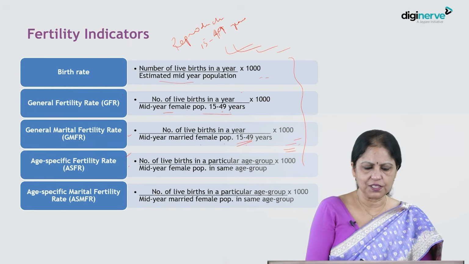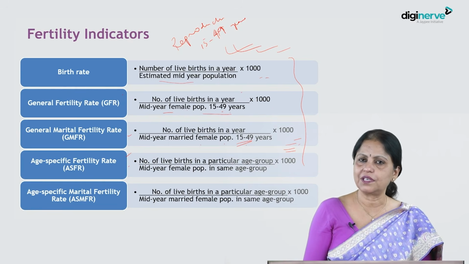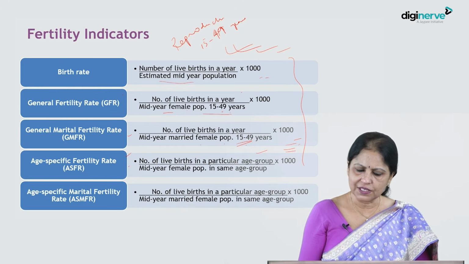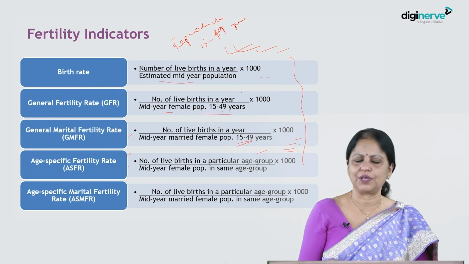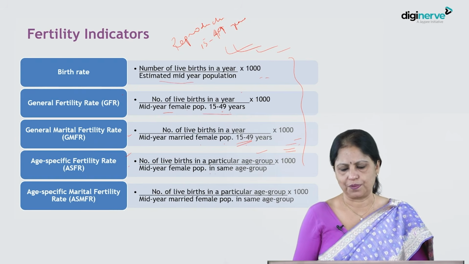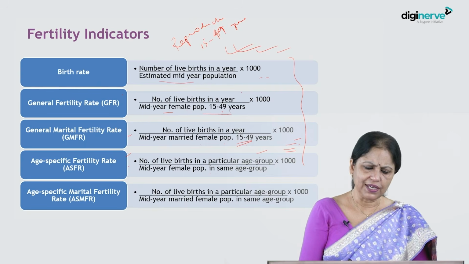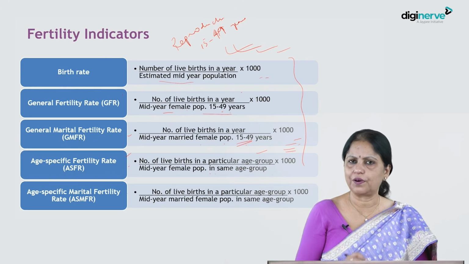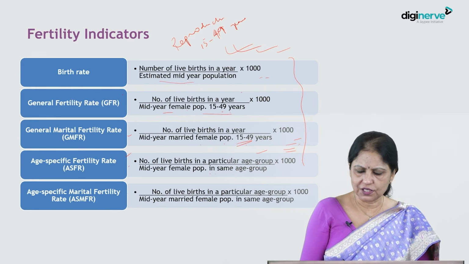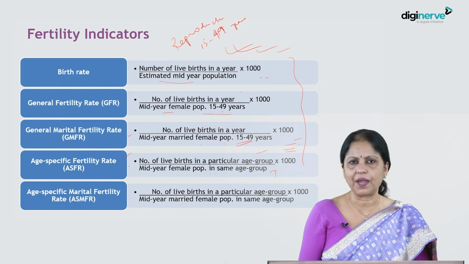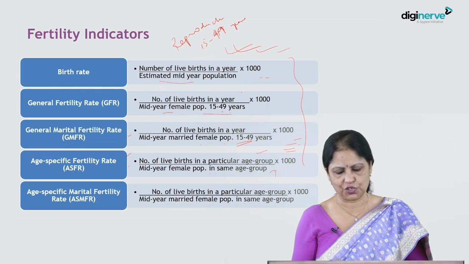So age-specific fertility rate is the number of live births in a particular age group, whichever we take. Suppose we take 15 to 19. That means number of live births in the age group 15 to 19 divided by mid-year female population in the same age group into 1000. Now again, this is changed to age-specific marital fertility rate because all women are not giving birth, only the married females. So it is the same numerator as this, but the denominator is estimated mid-year married female population in the same age group. Next is total fertility rate.